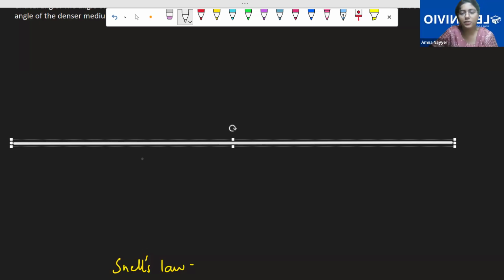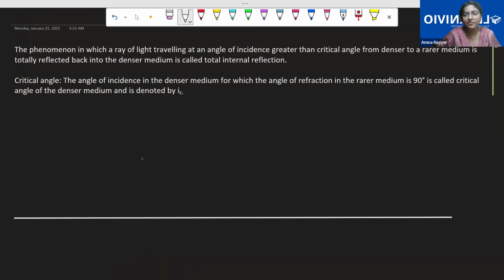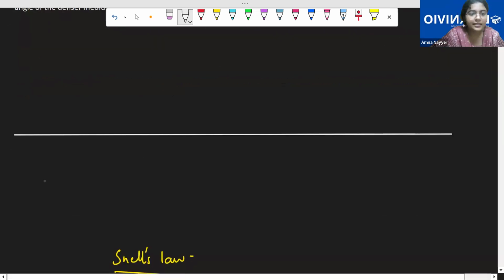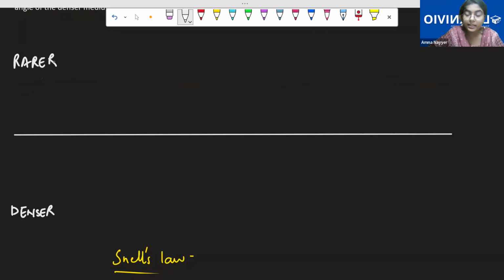Okay, see now the process of total internal reflection. This is a sort of refraction only, but ultimately there's a reflection in the final end. Let's say this is our denser medium and this is our rarer medium. The first condition for total internal reflection to occur is that the light ray should travel from the denser to the rarer medium. This is one of the conditions.